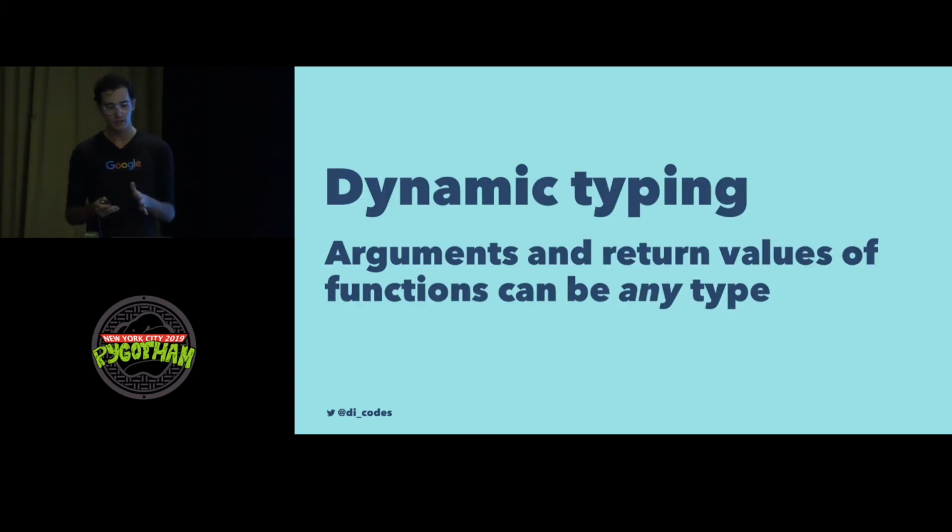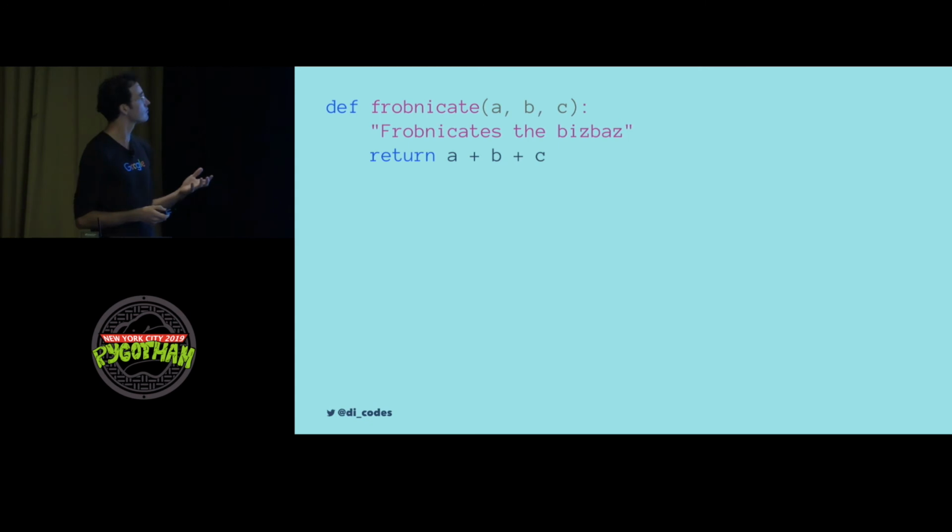Dynamic typing also means that the arguments and return values from a function can also be any type at all, right? So the same is true for a variable as it is for a function's arguments as it is for the return value from a function. So if I had this function like this, frobnicate takes 3 arguments and returns a plus b plus c. So when we write a function like this, how do we know what types this is going to expect? Does anyone have a guess what a, b, and c should be here?